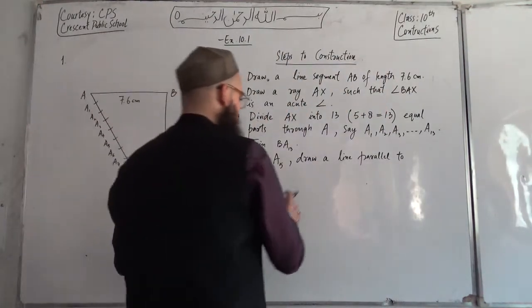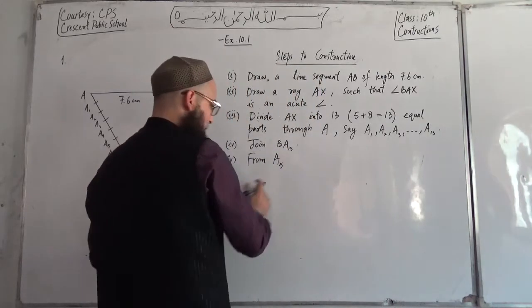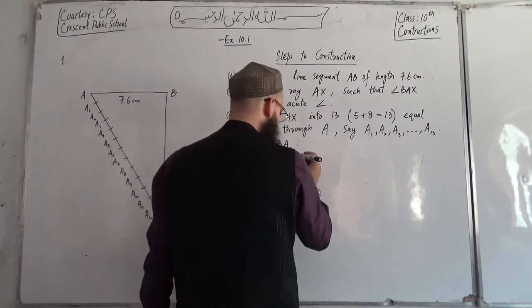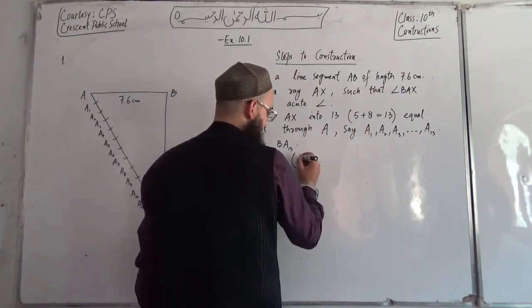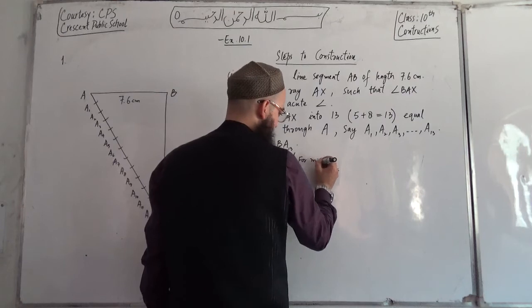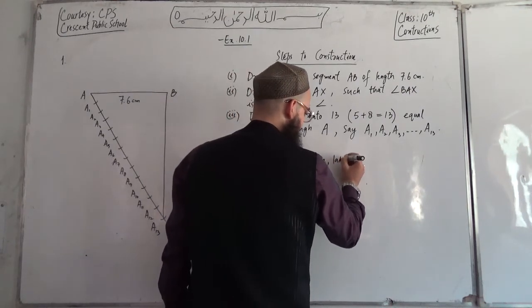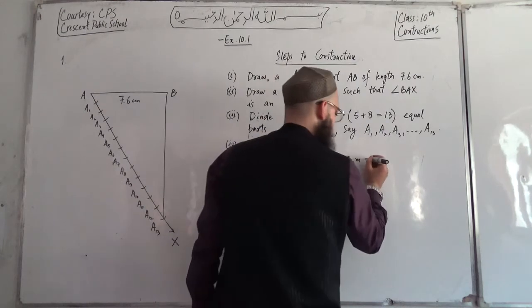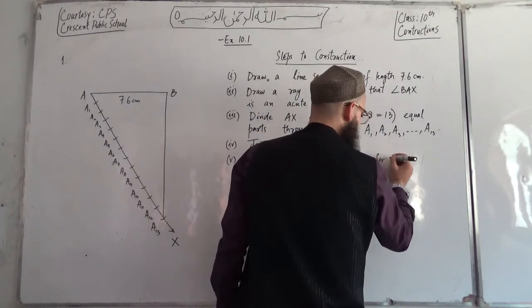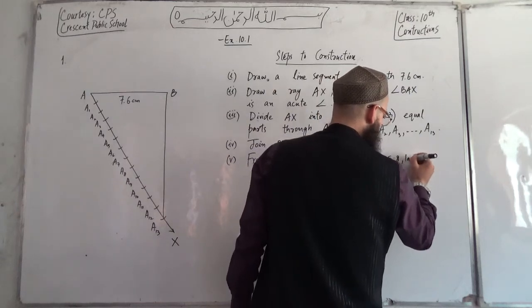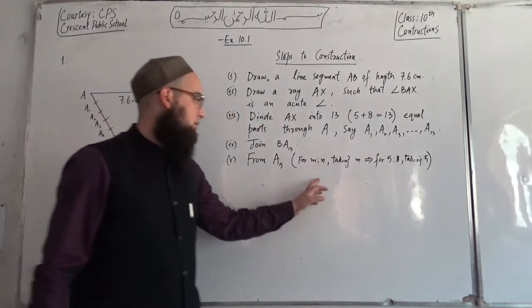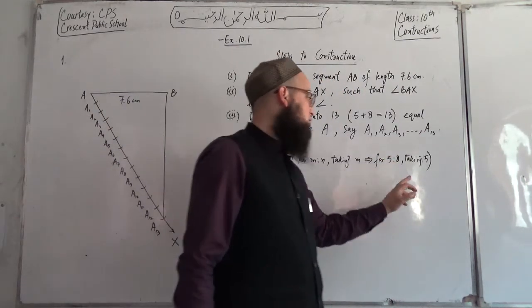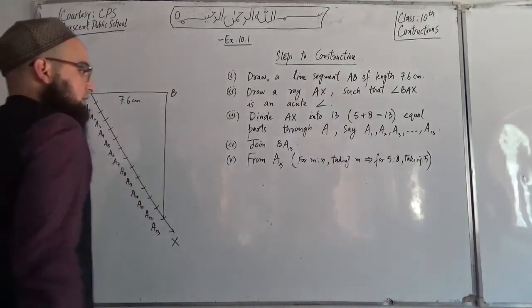Let me just write down the reason here first. From A5. Why A5? Five, for m is to n, taking m implies for 5:8 taking 5. Did you get the reason? For m is to n taking m implies for 5:8 taking 5. So that's why we have A5.